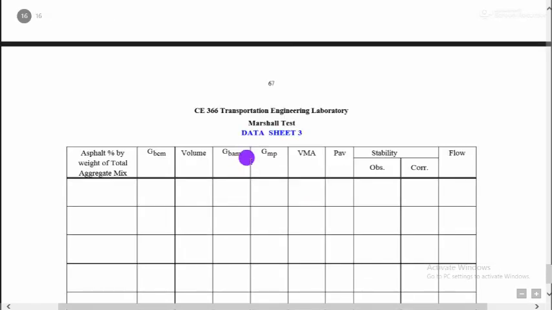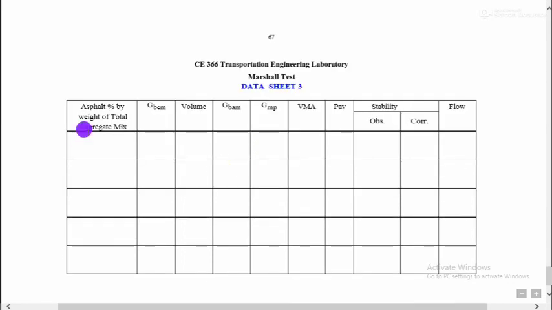Transportation Engineering Laboratory, Marshall test data sheet 3. Asphalt, Gmb, volume, VMA, stability, flow.